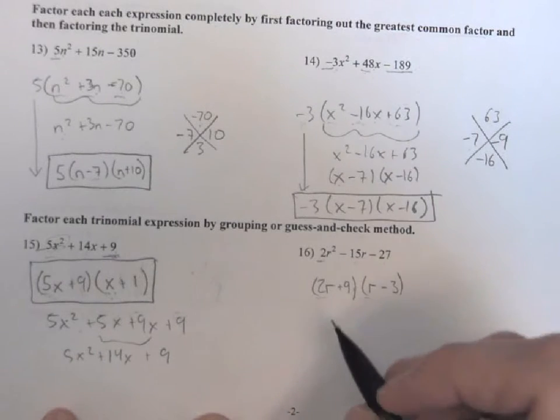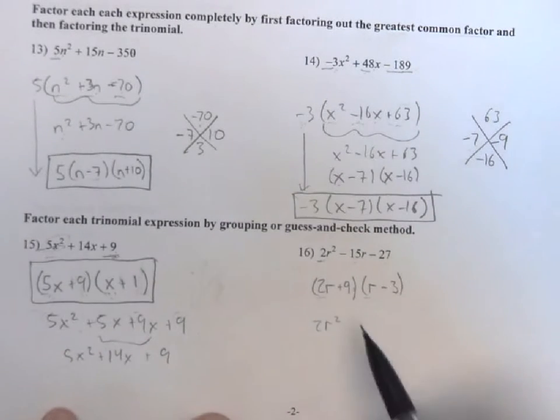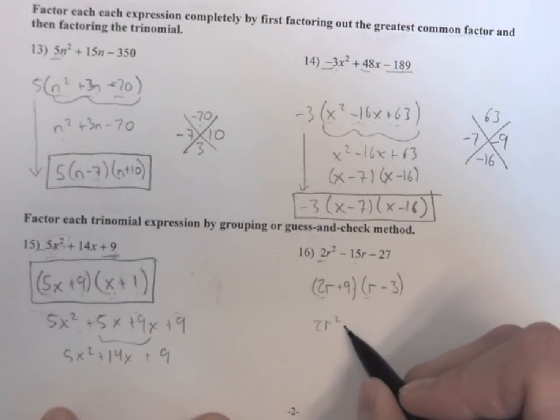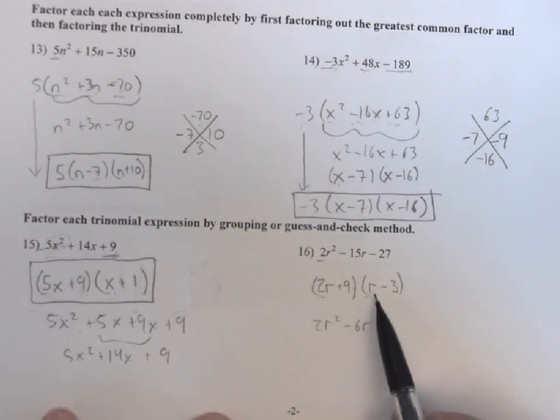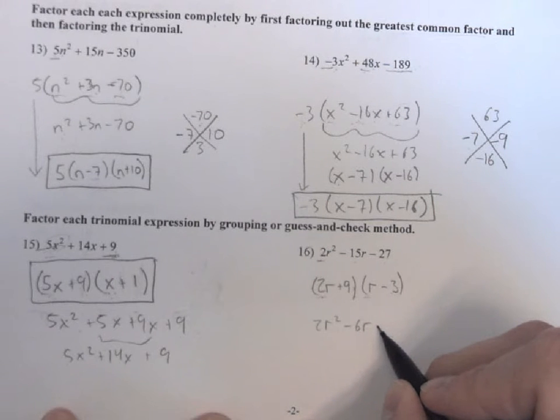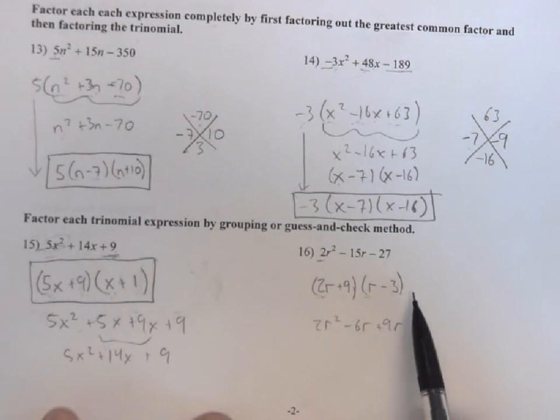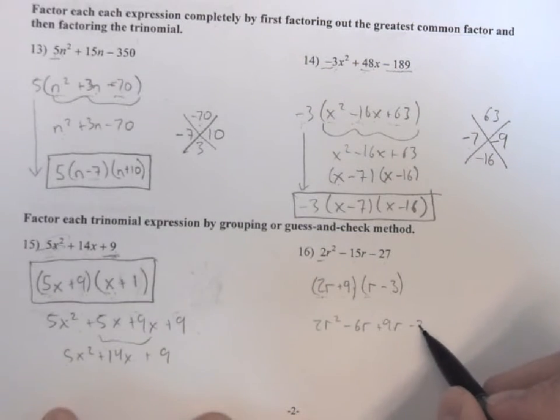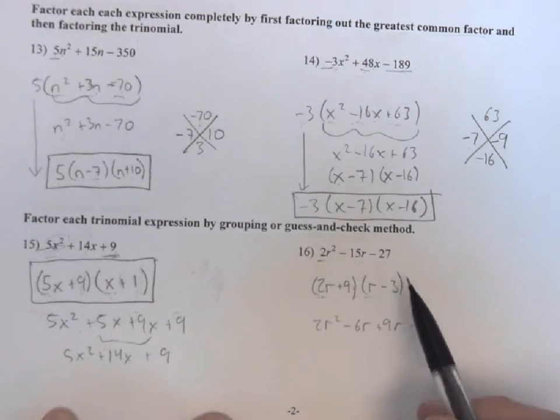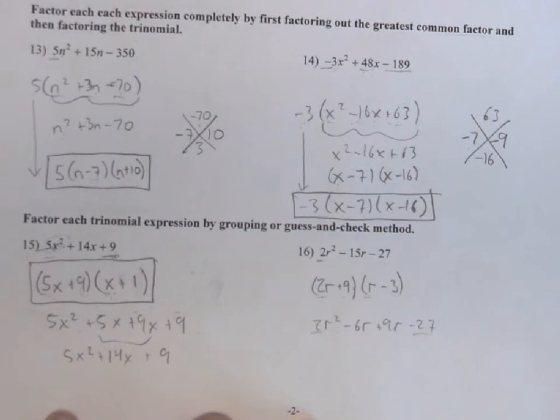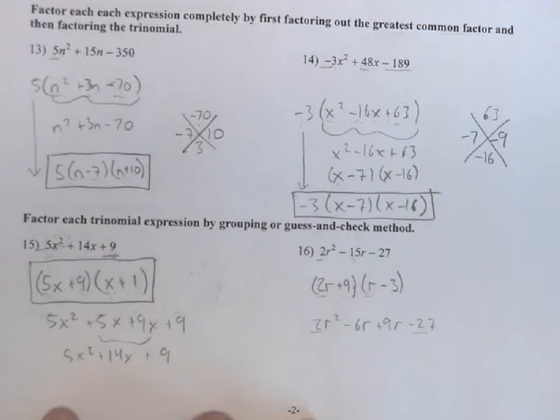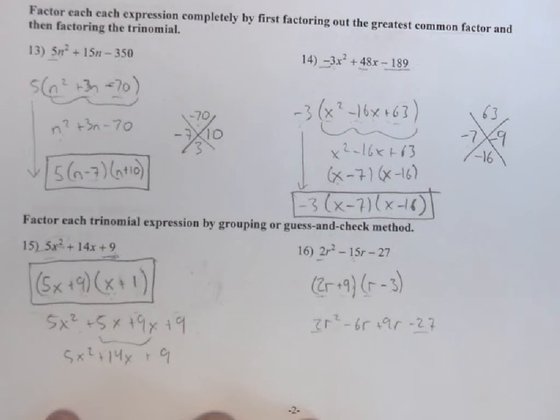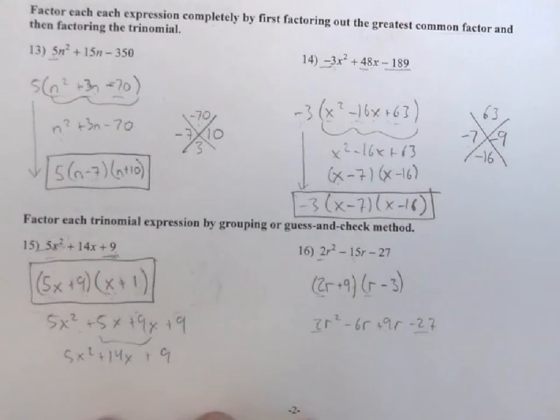2r times r, right? First terms. Well, there's my 2r squared. Let's do the outside. 2r times negative 3, that's minus 6r. 9 times r, that's plus 9r. And then the last term's 9 times negative 3, which is negative 27. So I got the last term correct, and I got the first term correct. I knew that was going to happen. Did I get the middle term correct? Well, I want a negative 15, and these are going to combine to give me a positive 3r, which is not going to work. So that's not the right combination.